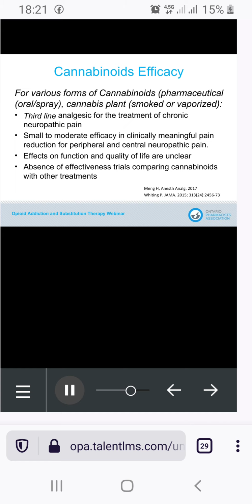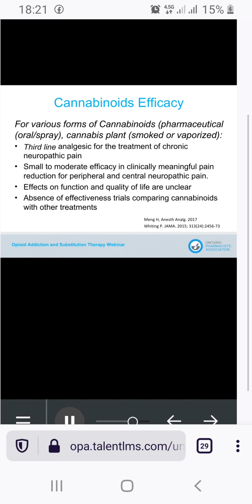And the big one is there's not a lot of trials, efficacy trials or effectiveness trials comparing cannabinoids and other active treatments, which is what we want to know, right? How is it compared to our current adjuvant therapies?